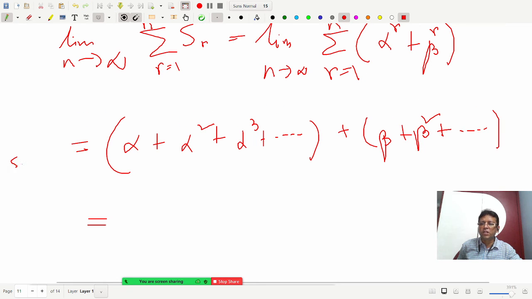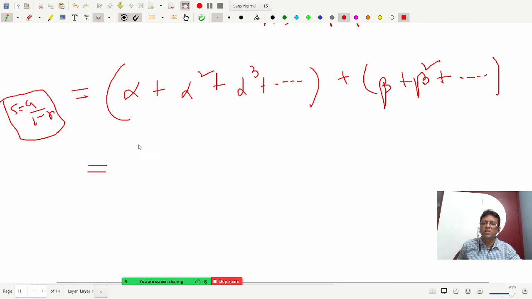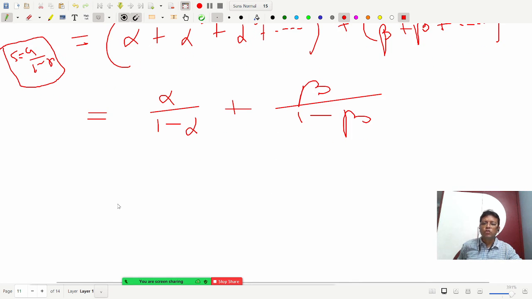For an infinite GP series, the sum is a over 1 minus r, if the common ratio is r. In this case your common ratio is alpha, that is, alpha is multiplied with each term. So you have alpha over 1 minus alpha, and in this case you have beta over 1 minus beta. Okay, alpha over 1 minus alpha plus beta over 1 minus beta. Provided that mod alpha and mod beta are less than 1, otherwise you cannot apply the sum formula for an infinite GP.